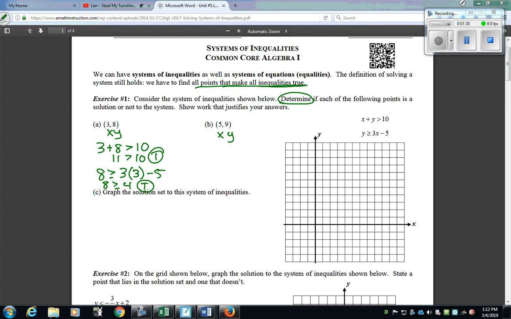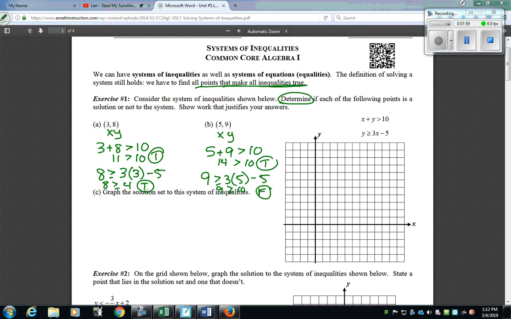Now if I go to the other one, you'll notice the first one does work as well. And again, if this is the Regents and they're having you check a point or pick a point to check, this is the work that you want to show for that process. So 14 is greater than 10, true. And then we go to the second one. We've got 9 is greater than or equal to 3 times 5 minus 5. So that would be 10. 9 is not greater than or equal to 10, so that one's false.